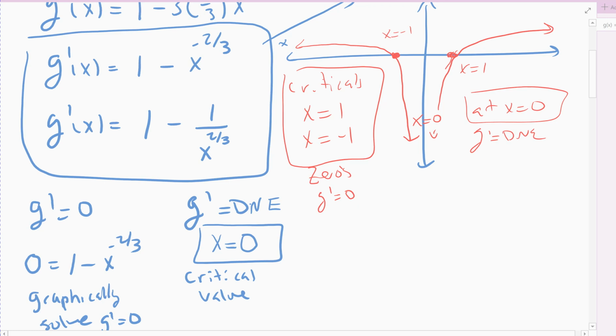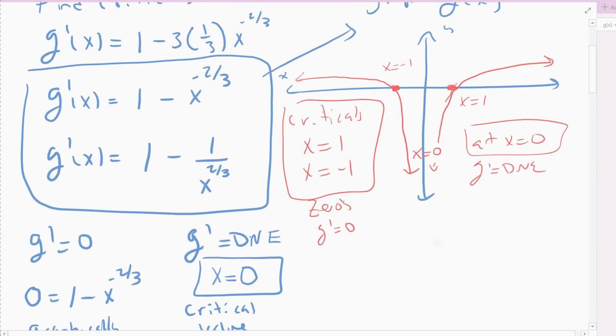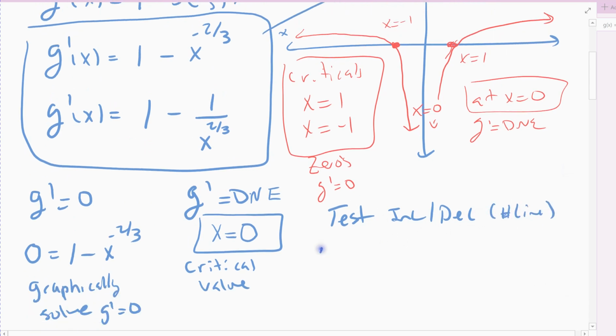Before I go write out my critical values, I'm going to use the graph to test. Before I write my critical points, which I'd have to go back to my original function to write out, I'm going to go ahead and test for increase and decrease. And I'm actually going to use my graph and the number line. Alright, so I'm going to draw my number line out. My original function does go from -infinity to +infinity.